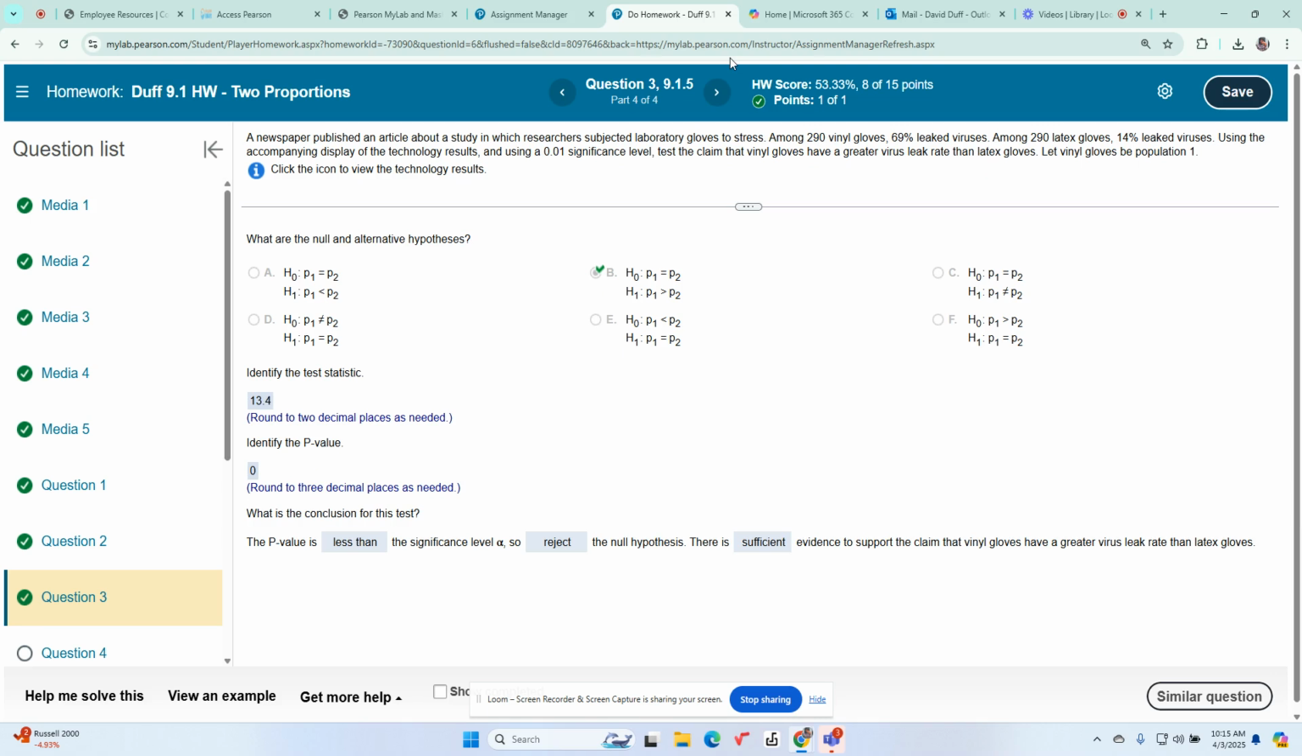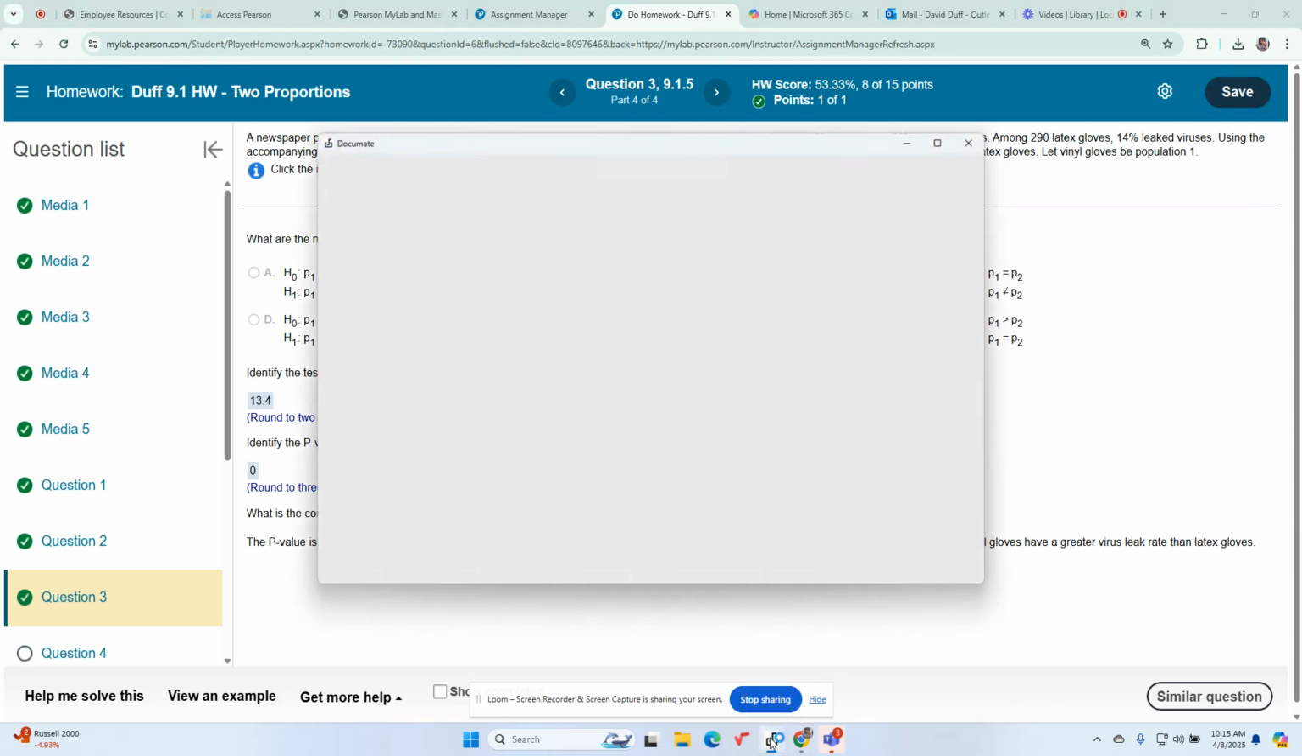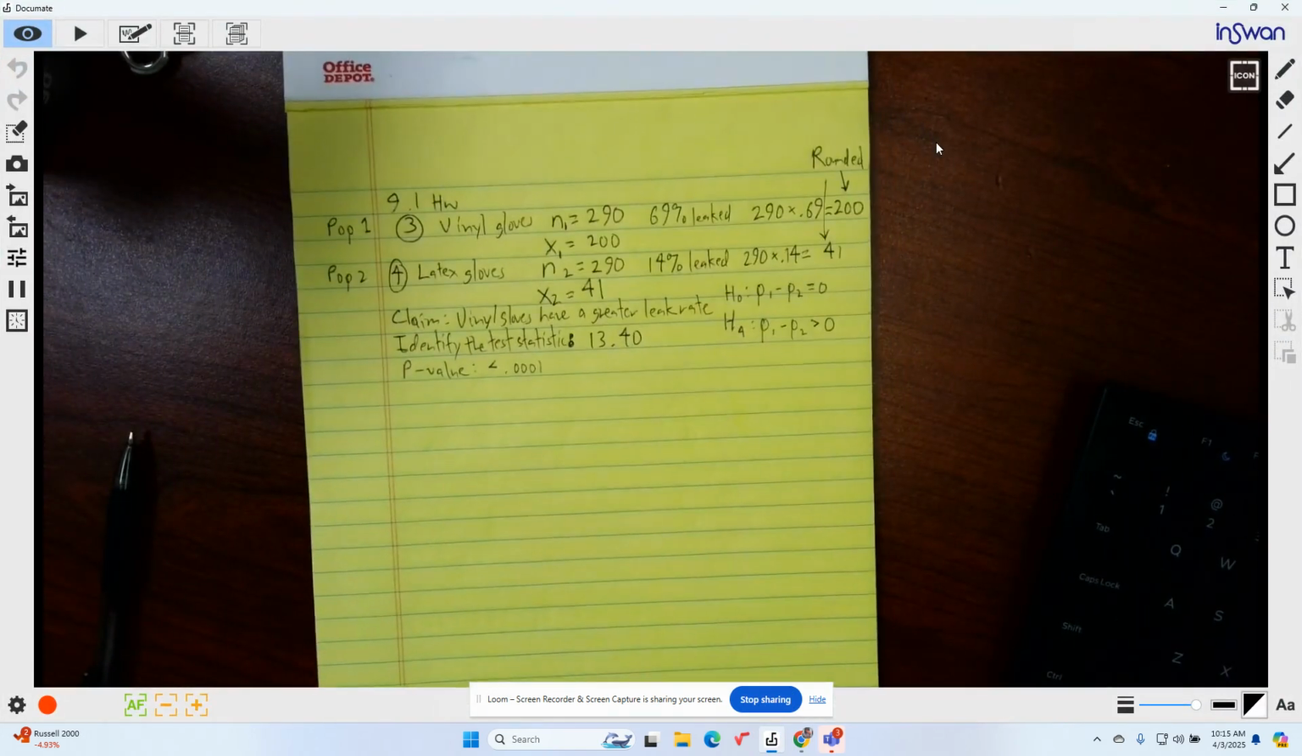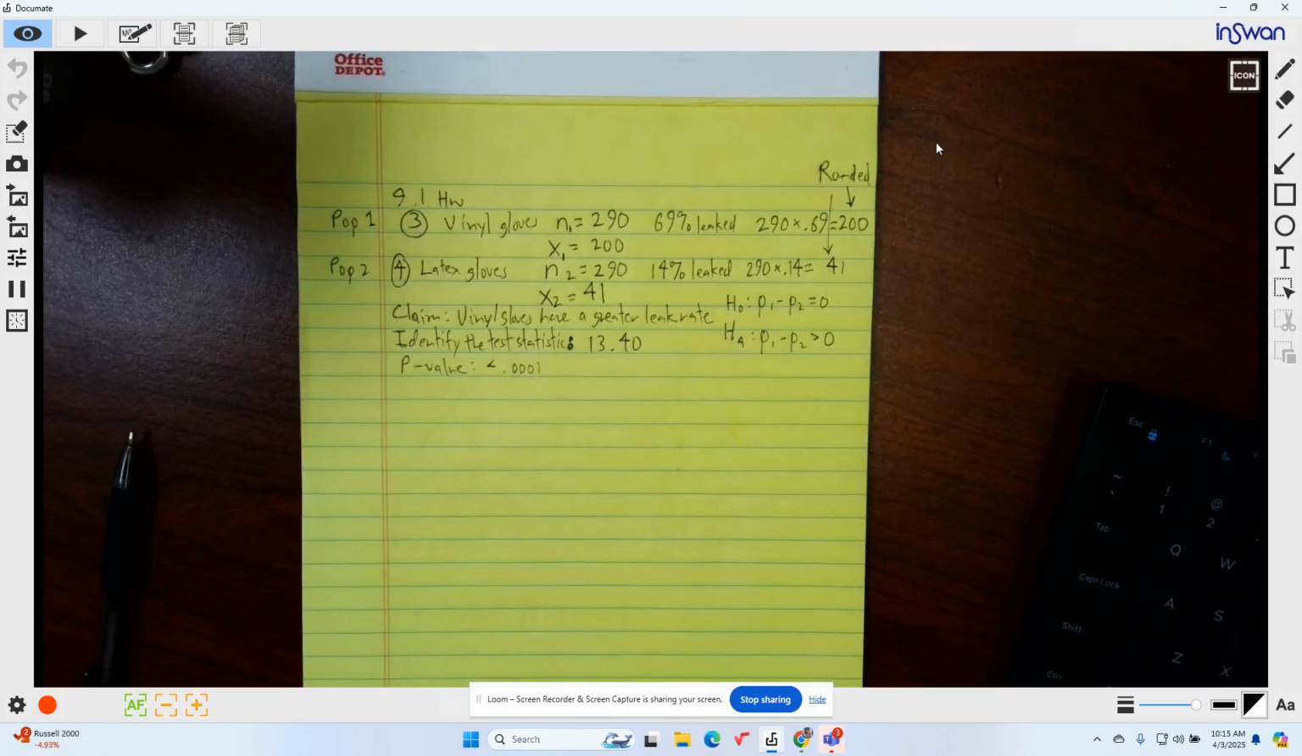But anyway, what I want to do is show you what I wrote down on a piece of paper here. All right, so I set up the problem. It's really important to do this in an organized fashion, especially when we start talking about two populations, because the numbers have to go in the right places, and we want to model these problems accurately.